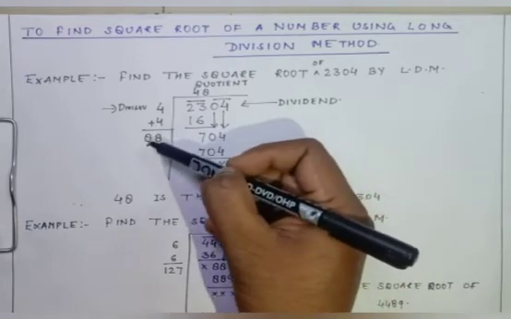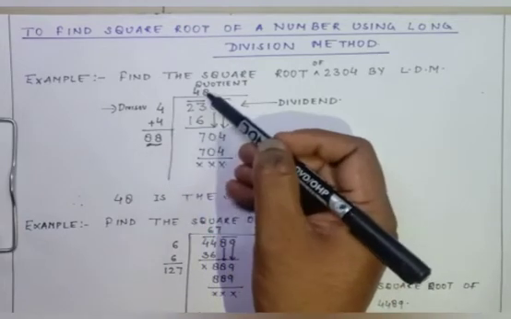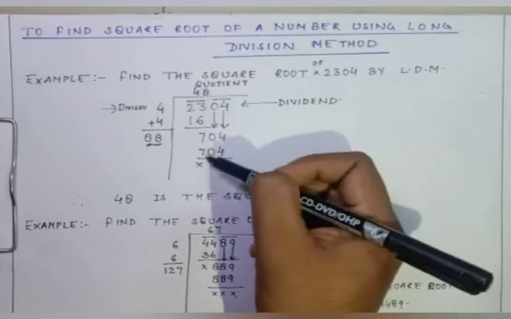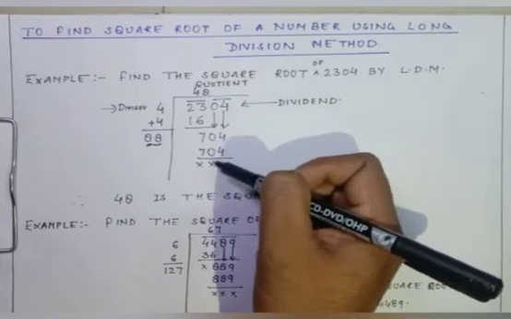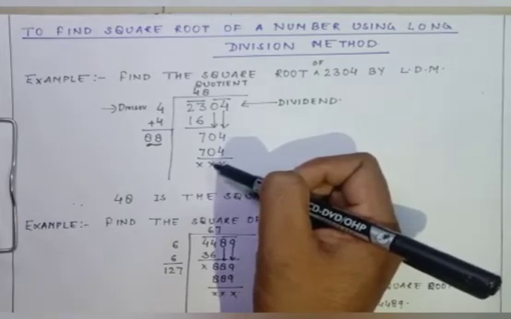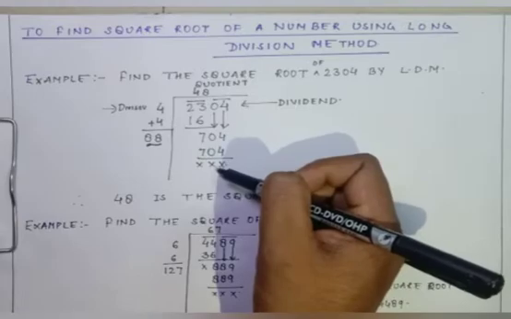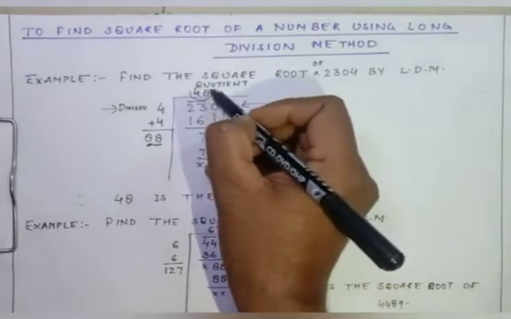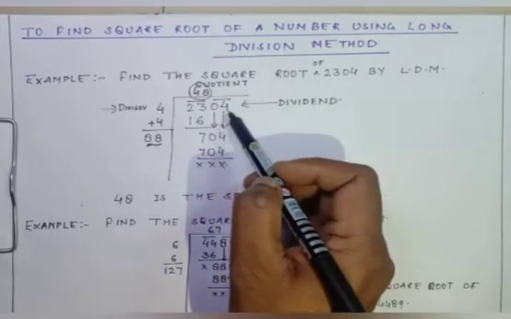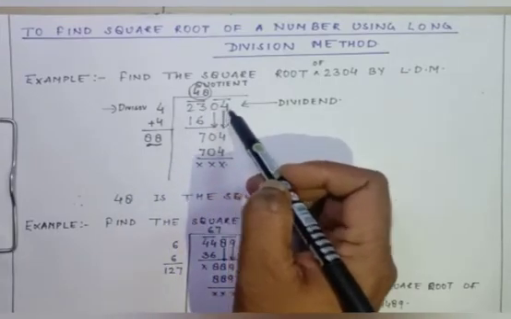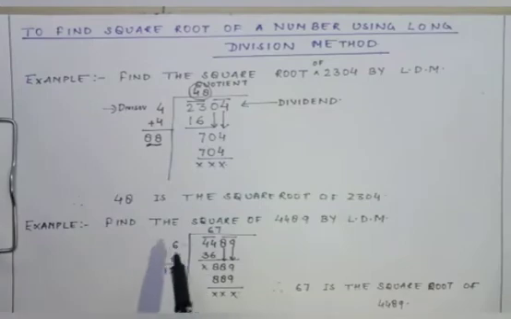So when we multiply 88 by 8, the product is equal to 704. So easily it can be simplified, and the remainder that you are going to get is 0. So over here 48 is the square root of the given number 2304. Let us see another example.